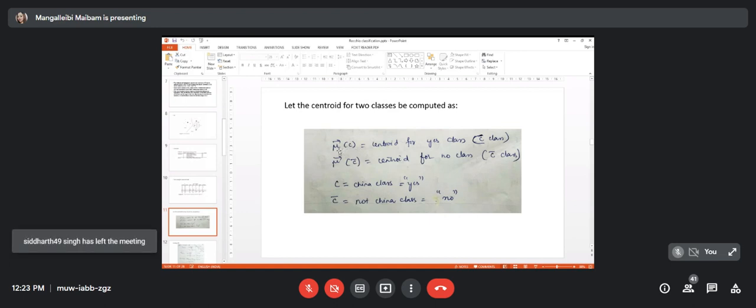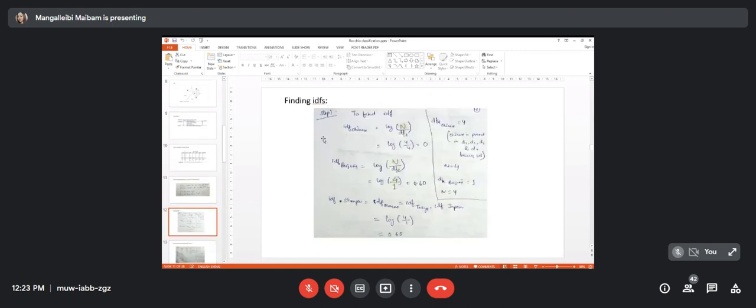For centroid, mu c is the centroid for the yes class, and mu c bar is the centroid for the no class. Since we have two classes, yes class and no class, we are going to find the centroids for the two respective classes. For the yes class we have to find a centroid, and for the no class also. Since we have two classes, C for the China class is represented by yes, and C bar for the not-China class is represented with no.